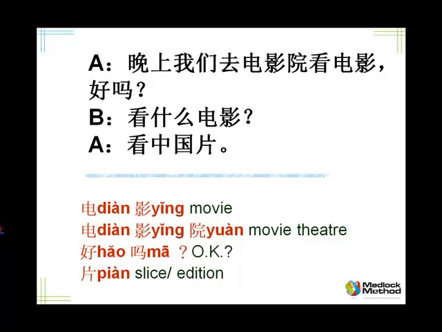Okay, 中国片. And how do you say American movies? 美国片. That's right. How would you say French movie? 法国片. A British movie? 英国片. And perhaps another famous movie country is Spain, a Spanish movie. 西班牙片. It just puts the country here with the 片.